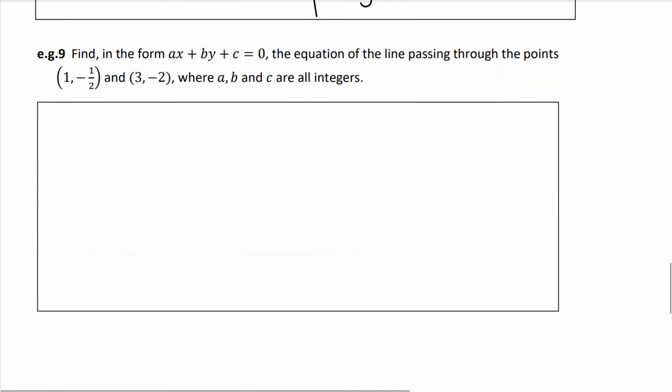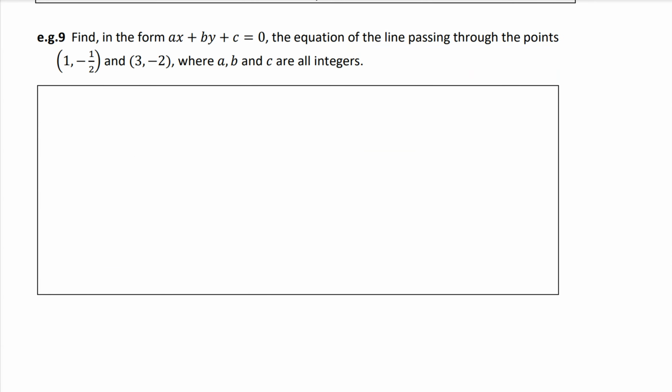Final example then, we're going to find the equation in the form ax plus by plus c equals 0. So this time we have actually been told a particular form that we're after here. And we're going to find the equation of the line passing through these 2 points. So yet again, I have at least 1 point, but I don't have the gradient. So I'm going to need to find that gradient first.